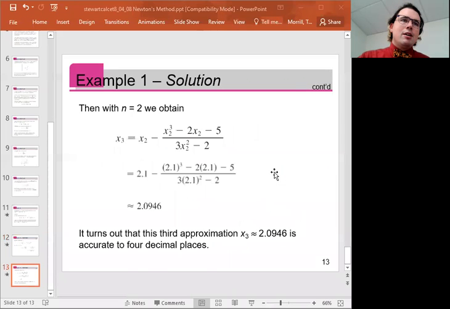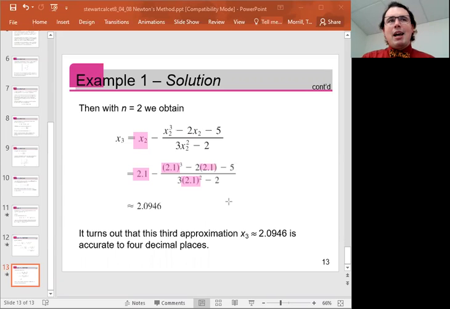Let's keep going. Our third guess is going to be, I'm going to follow the same formula again. I take my second guess and I put it into this formula. So my second guess is 2.1. How much do I need to subtract off? 2.1 cubed minus twice 2.1 minus 5. That's the formula for my original function. This is all divided by 3 times 2.1 squared, minus 2. That's the formula for my derivative.